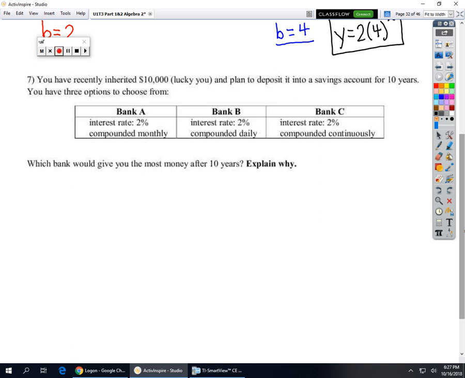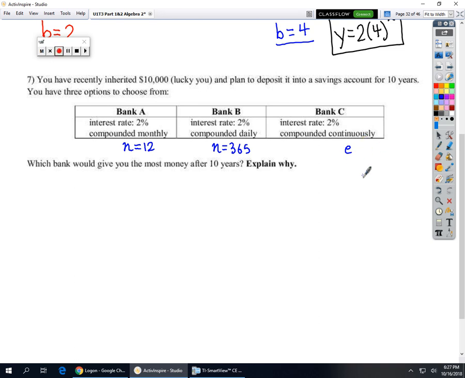Each of the banks talks about compounding: compounding monthly, compounding daily, and compounding continuously. If I'm compounding monthly, we refer to this as our n value. n is 12 because I compound 12 times in a year. If it's compounding daily, n is 365. Compounding continuously, when you see that word continuously, that means I have to use e. n is not equal to e. It just means you need to use e in this equation.